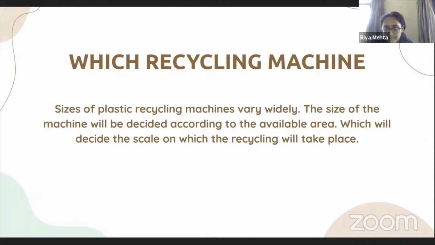Yash, on to you. Which recycling machines are to be used? So the sizes of these recycling machines may widely vary. The size of these machines will be decided according to the size of the mine and space available in it. This will decide the scale of production done in recycling. If the machines are bigger and the area is more, the production will be higher.